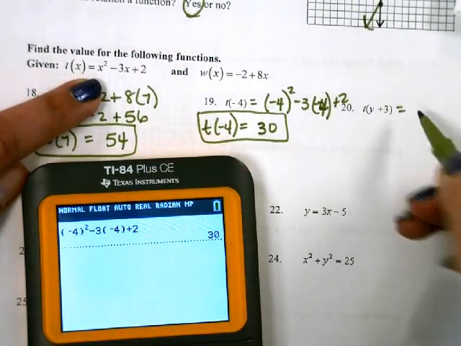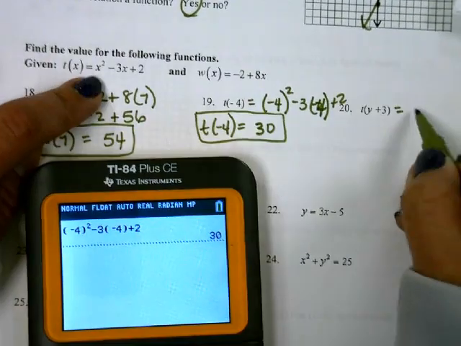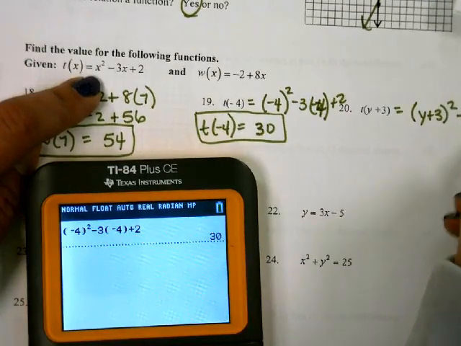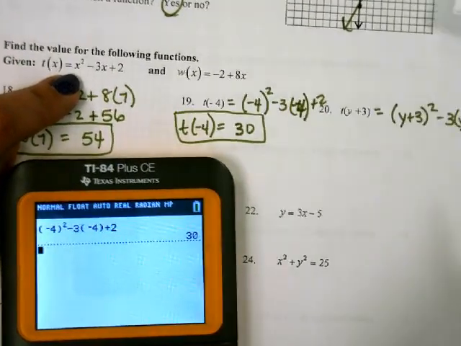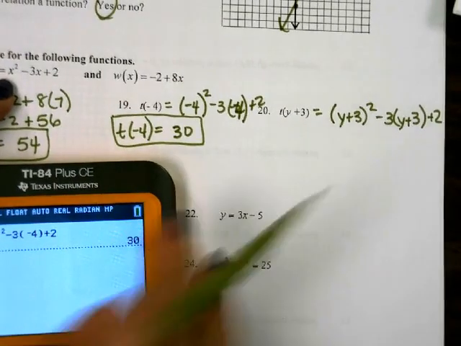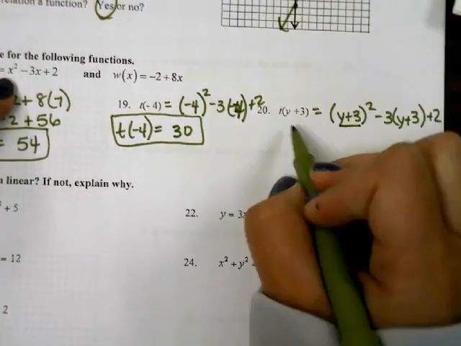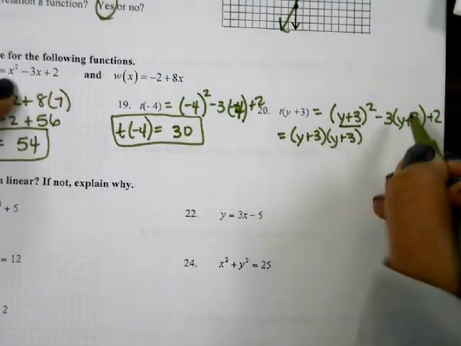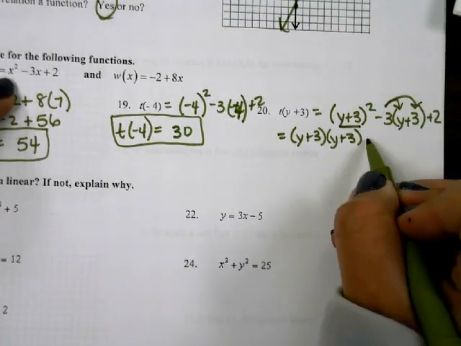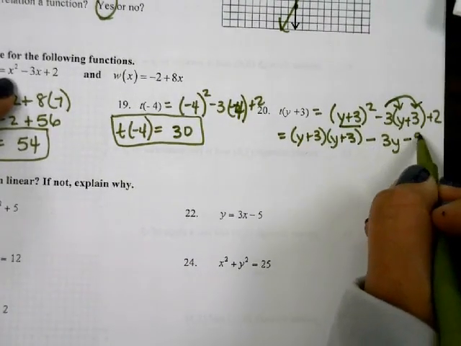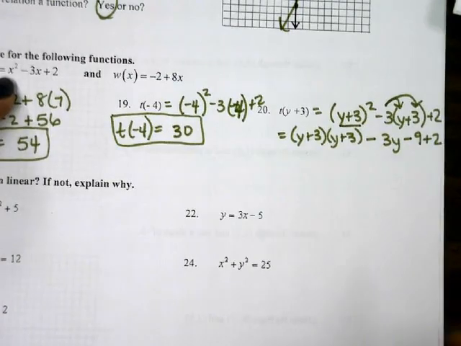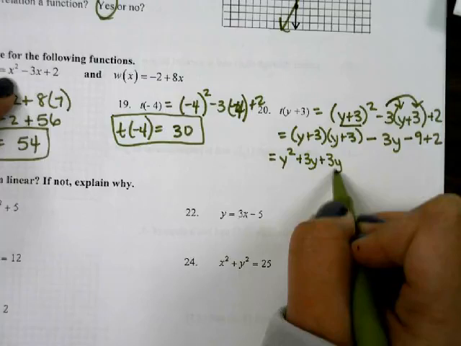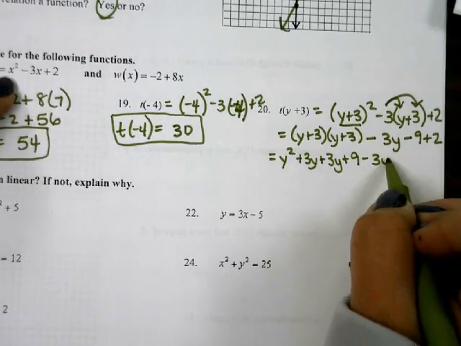T of y plus 3. So everywhere I see an x, I'm going to replace it with y plus 3. Scoot over so you can see it. Alright, this means I have two of the exact same things, so I'm going to have to FOIL that. I'm also going to distribute a negative 3, so I get minus 3y minus 9 plus 2. Foiling, I get y squared plus 3y plus 3y plus 9 minus 3y minus 7.